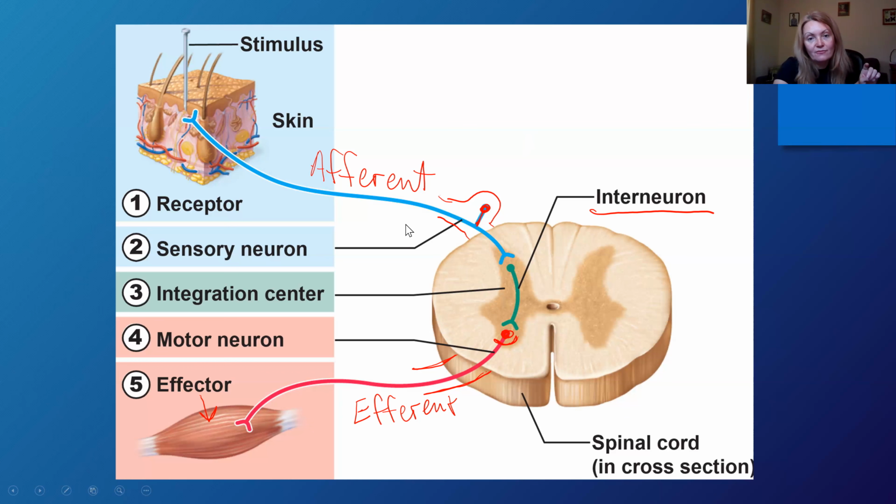But here's our afferent or sensory neuron. So again, we have a receptor right there. So that's a receptor. Then we have an afferent neuron or sensory neuron. Then we have the integration center, the spinal cord. Then we have a motor neuron, and the effector is skeletal muscle.